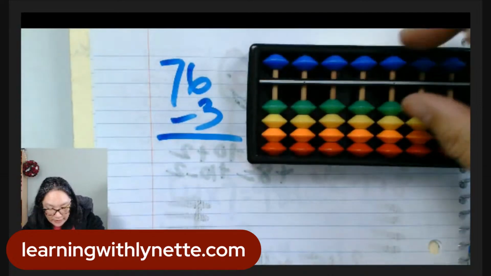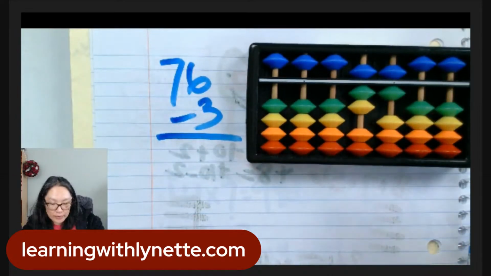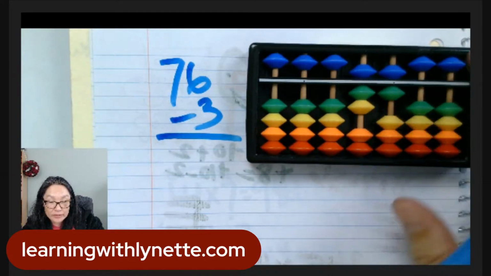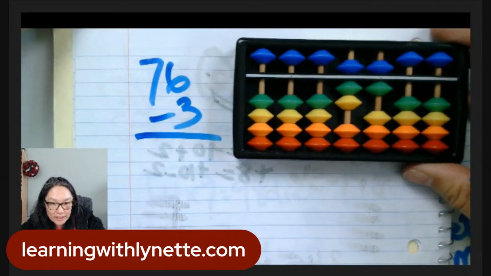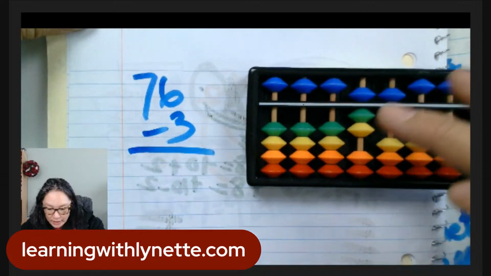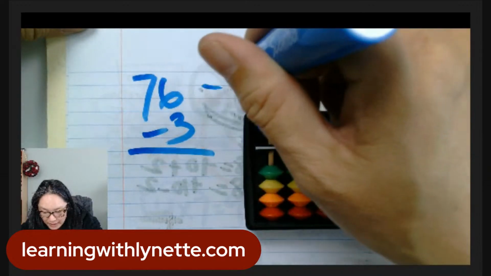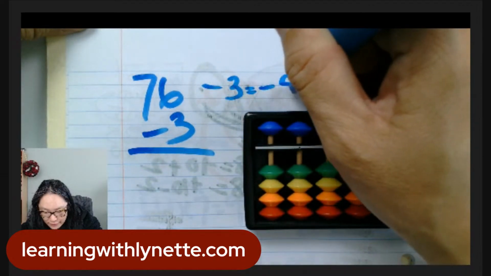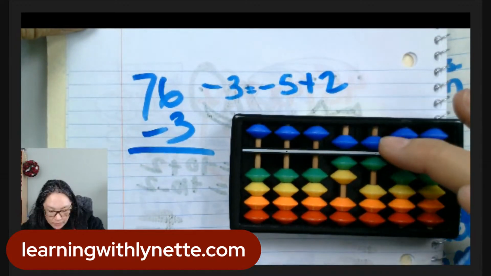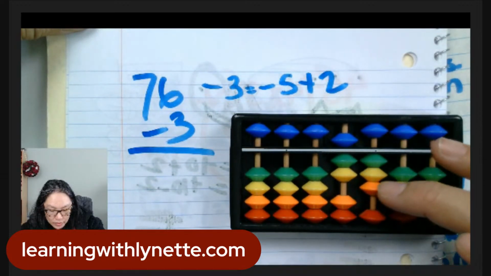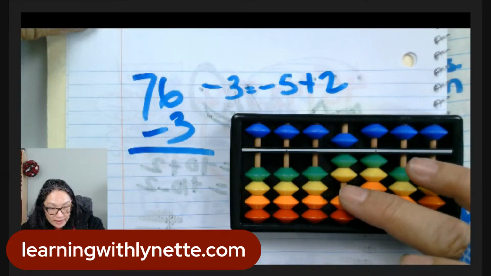When we look, we have 76, and we need to take away the 3. Is there enough beads to take away the 3? No, there isn't enough beads. How do we take away the 3? We need to remember that minus the 3 is equal to minus the 5 plus the 2. So we're going to minus the 5 and plus the 2. So my final answer is 73.